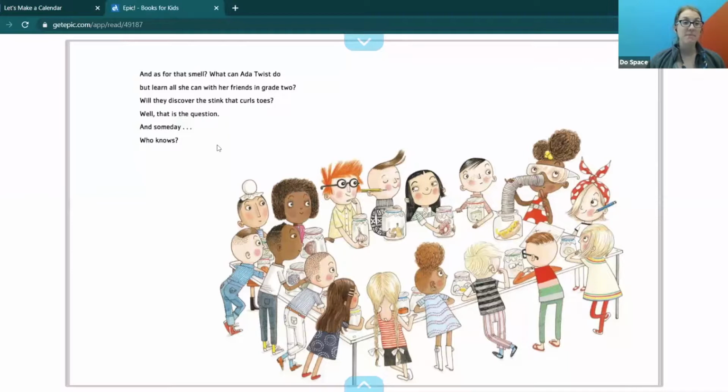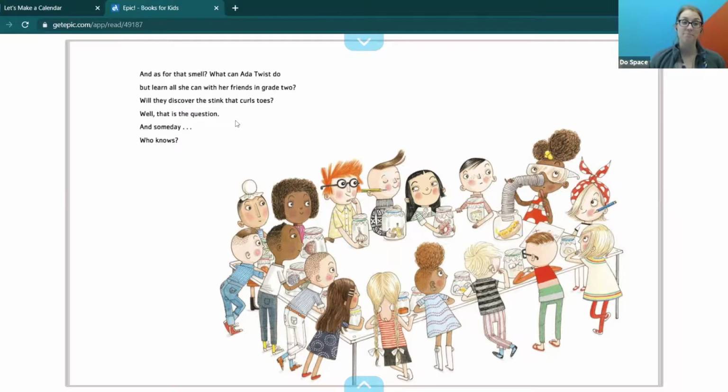And as for that smell, what can Ada Twist do but learn all she can with her friends in grade 2? And will they discover the stink that curls toes? Well, that is the question.